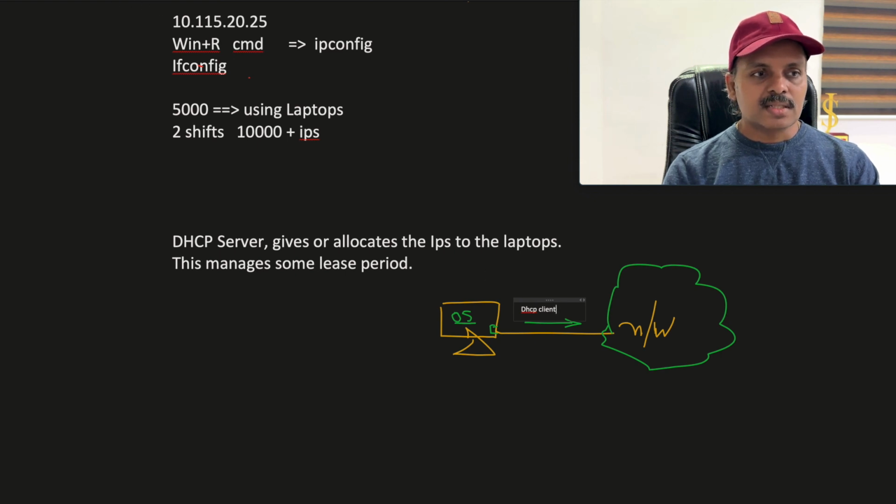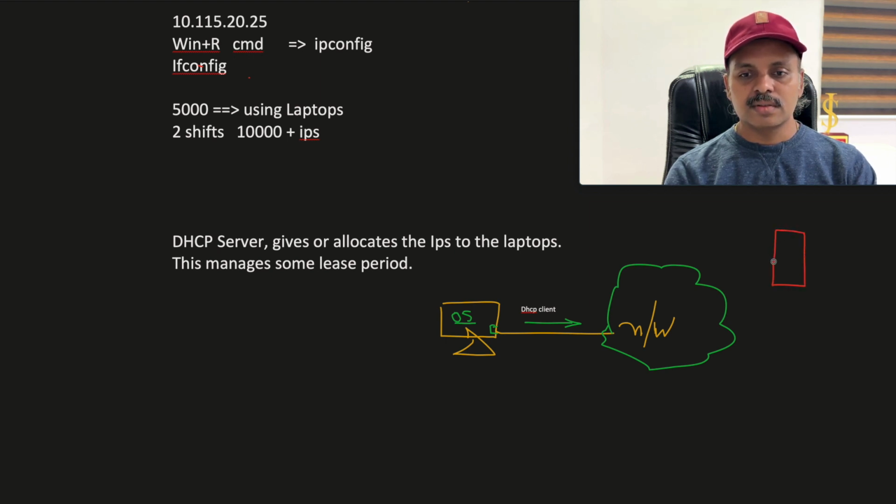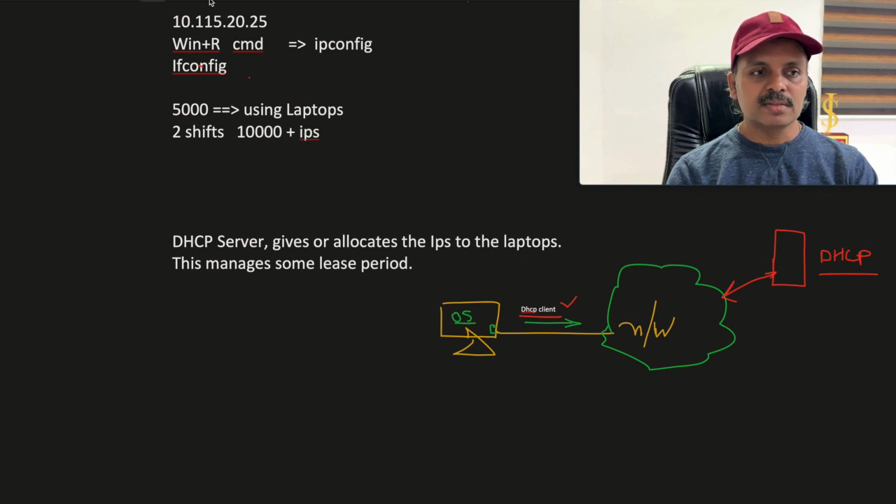To this request there will be a responsible service called a DHCP server. This guy receives this request and responds to it. This DHCP client request will be addressed by your DHCP server by giving the IP address, or allocating the IP address, to this newly connected machine in the network.